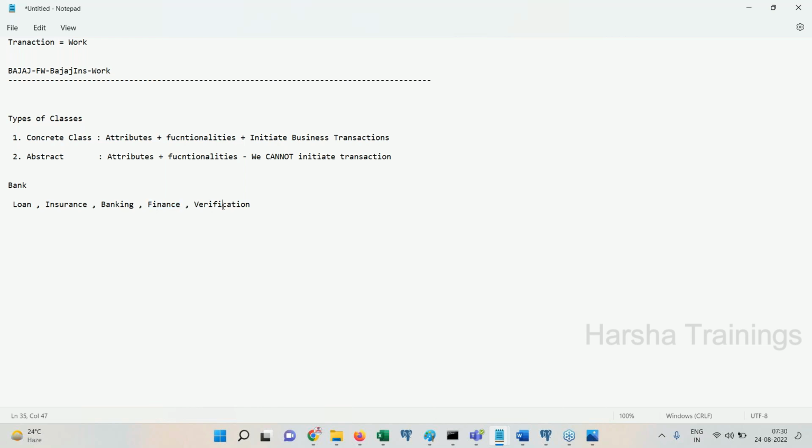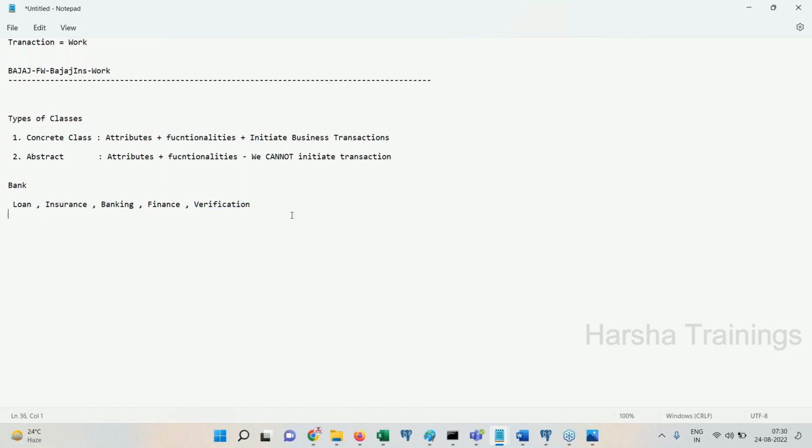And what about the verification department? What does it do? In the case of either loan or insurance or bank account opening, anything, it is going to verify whether the documents are the correct documents or not. And in the case of a financial transaction, if any dispute is there, the verification department will step in and try to verify all that. So each one of these is going to function according to its setup.